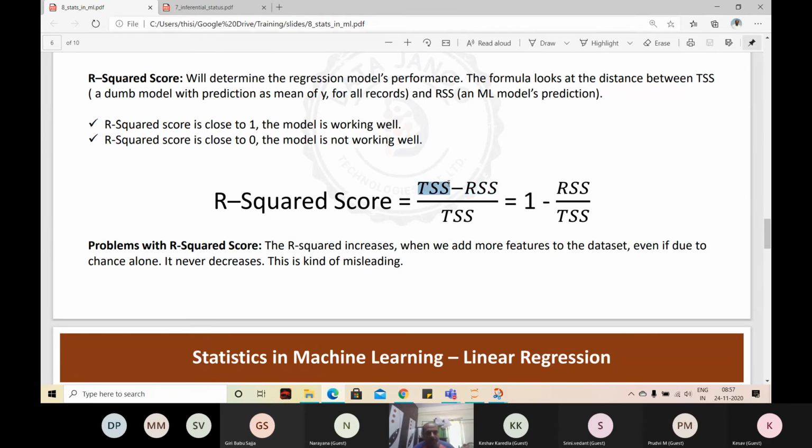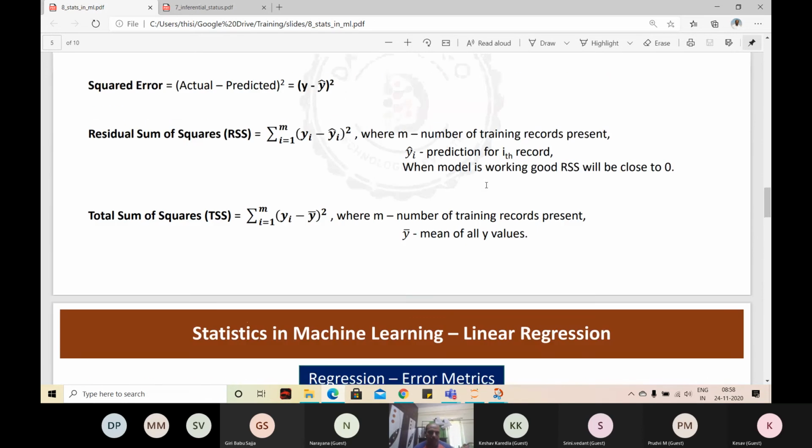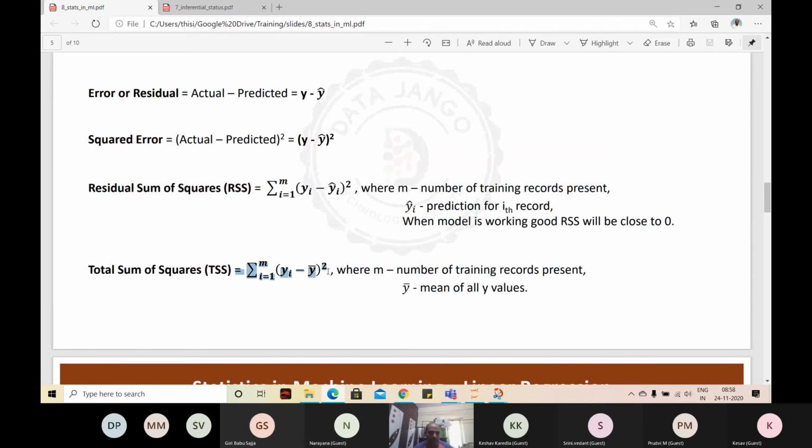What does that mean if the TSS and RSS are close, in terms of business or the model? The number calculated using this formula and the number calculated using this formula are close to each other. That means what? There is not too much difference between predicted and actual value. So the intelligent model and your dumb way of calculating the mean and trying to predict, there is no difference. That means your model is not working well.